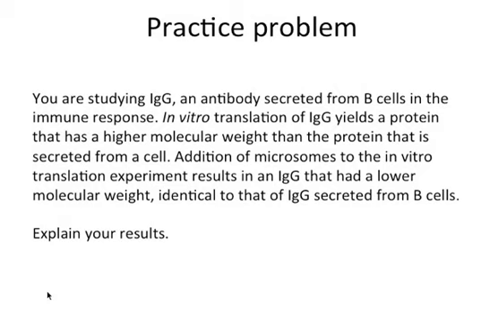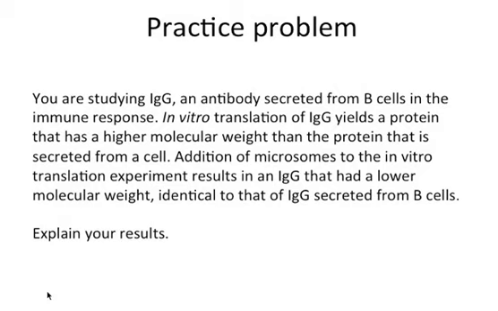Addition of microsomes results in IgG that has a lower molecular weight. So I'm telling you, if you add the ER in, you get a smaller protein. So then you have to ask yourself, well, what's in the ER that's making the protein smaller? And then you remember, well, to go to the ER, you have a signal sequence, and it's cleaved off in the ER. So it's going to be smaller, right?